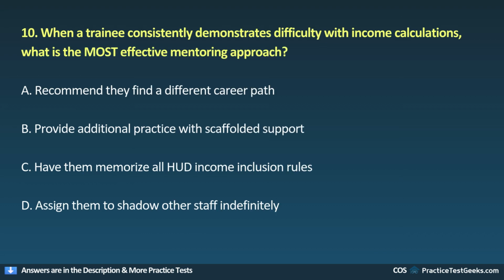10. When a trainee consistently demonstrates difficulty with income calculations, what is the most effective mentoring approach? A. Recommend they find a different career path. B. Provide additional practice with scaffolded support. C. Have them memorize all HUD income inclusion rules. D. Assign them to shadow other staff indefinitely.